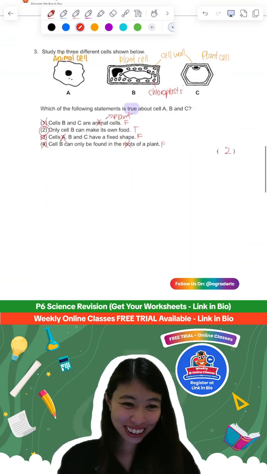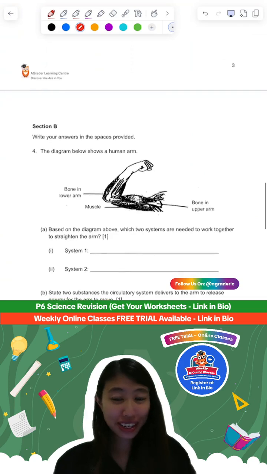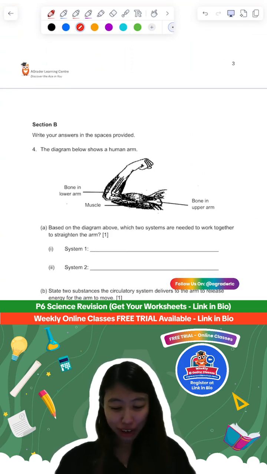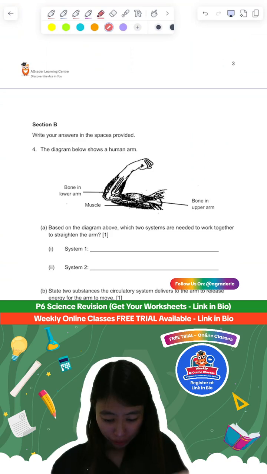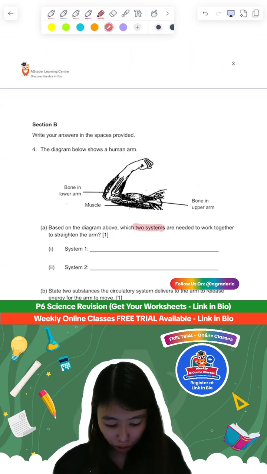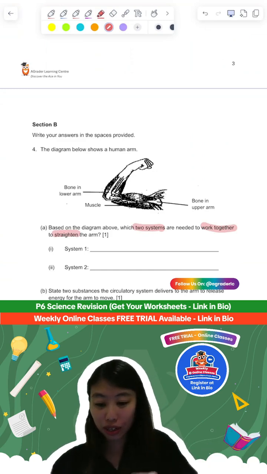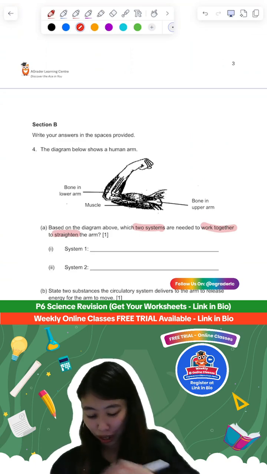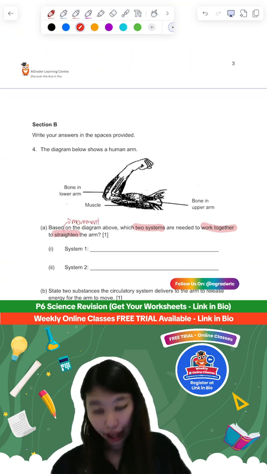Okay, let's move on to four. Four is quite easy, right? This is your P4 topic, recap on your P4 topic. The diagram below shows a human arm, and they ask which two systems are needed to work together to straighten the arm. Straighten means it requires some sort of movement, right? So can you tell me which system helps you with the movement?